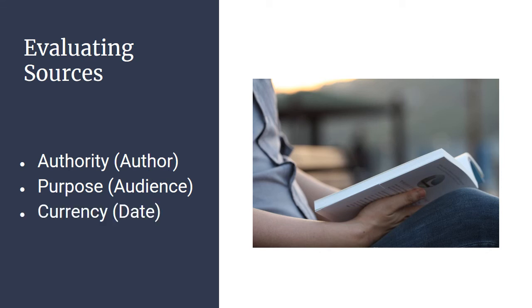Other things we could consider is the currency. Now, currency can mean money, but in this case, currency means how current or how new is the information. What is the date? Is this a really old article or a really new one? We also look at relevancy. How well does it relate to our topic? Is the information pertinent or important for what we're describing? And the accuracy. How much can we trust this information? How true and correct is it?